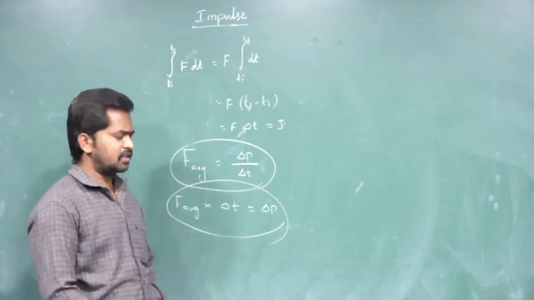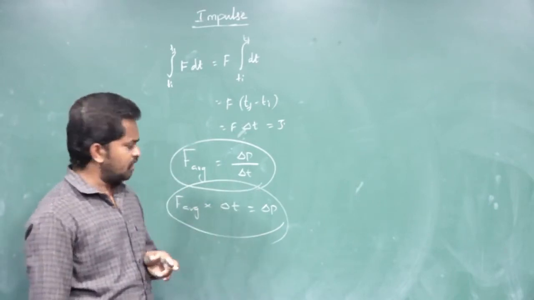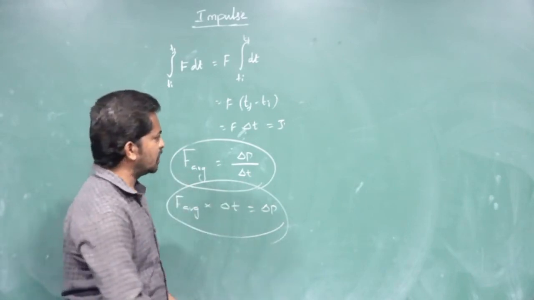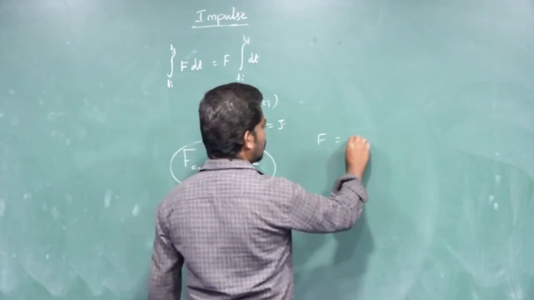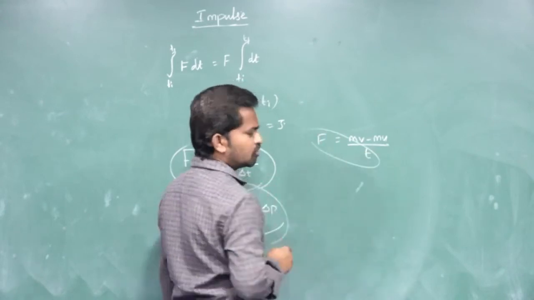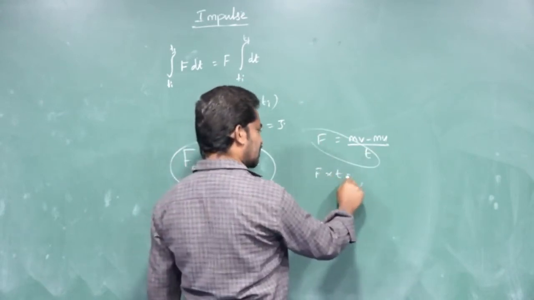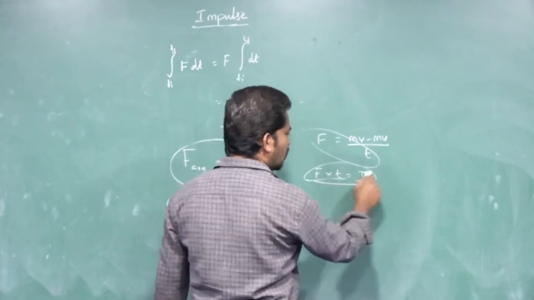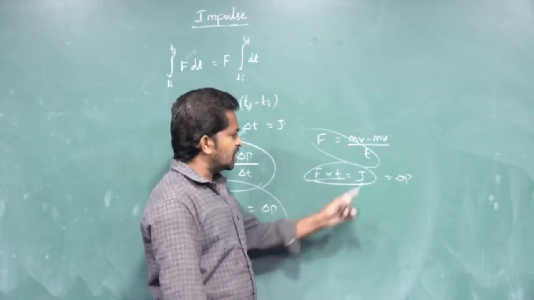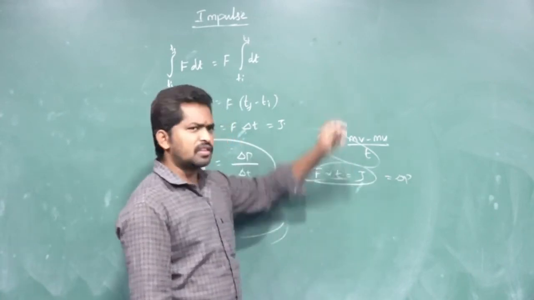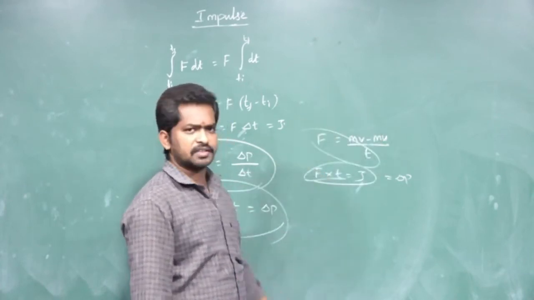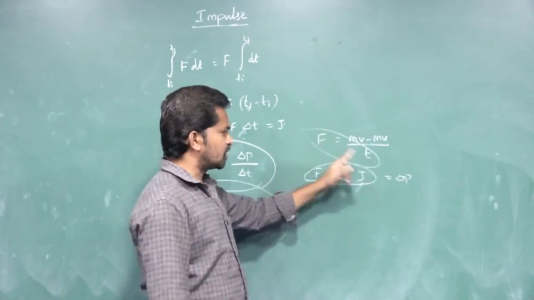If we take the average force, F average is equal to del P divided by del T. It indicates something very important: the force is inversely proportional to time. Here F is equal to (mv minus mu) divided by t. So F into t is nothing but impulse, which is equal to the change in momentum, final minus initial. So if the time value decreases, force increases. If the time value increases, force decreases. So force is inversely proportional to time.